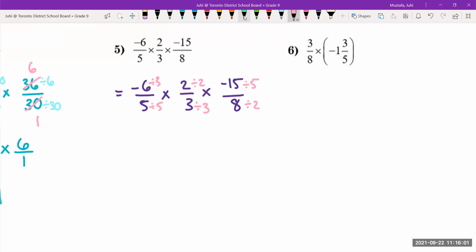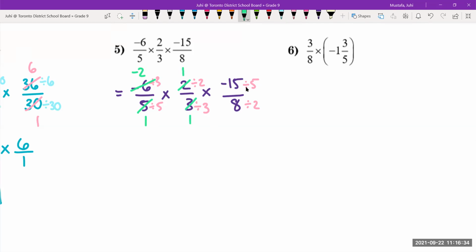Okay, let's keep going. What is -6 divided by 3 going to give me? So I'm going to cross this out and I'm going to write a -2 on top. How about 5 divided by 5? What's that going to give us? Cross that out and write a 1. Okay. 2 divided by 2? Cross that out, write a 1. Am I going too fast? Are you guys okay? You're good? Okay. 3 divided by 3? Cross that out, write a 1.